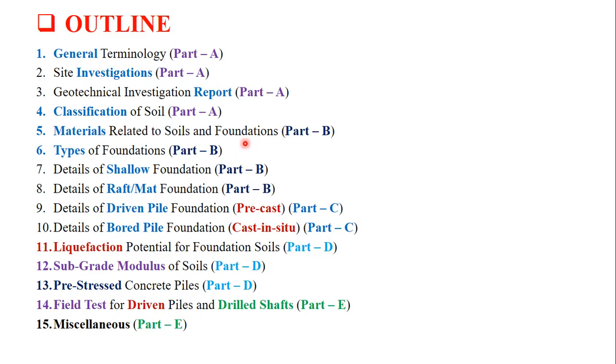And types of foundation, we know what types of foundation are usually used, such as shallow foundation, wrap or mat foundation. Sometimes we use strip foundation, driven pile, that means precast pile, and bored pile, cast in situ pile. And another type of pile is drilled shaft. All of these are discussed later on.